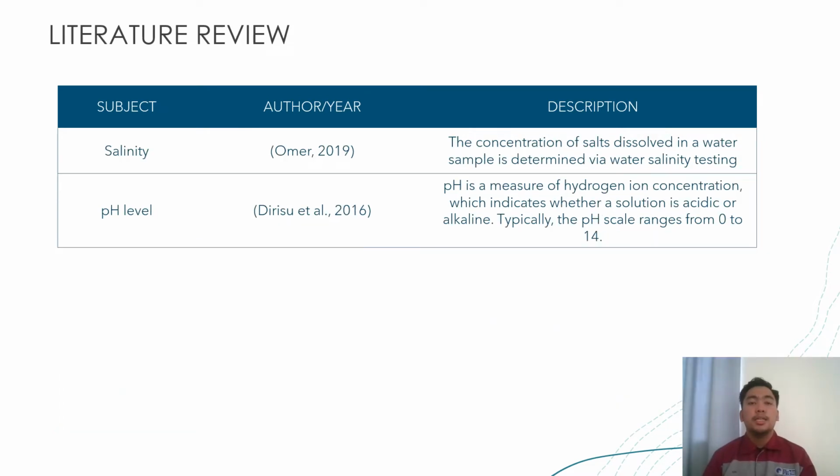The next subject is salinity, authored by Omar, 2019. This section explains that the concentration of salt dissolved in a water sample is determined via water salinity testing. Last but not least is pH level, authored by Dirisu in 2016. pH is a measure of hydrogen ion concentration which indicates whether a solution is acidic or alkaline. Typically, the pH scale is from 0 to 14.